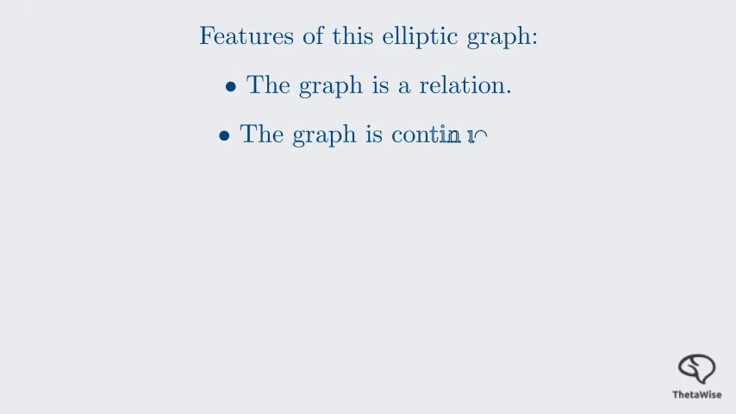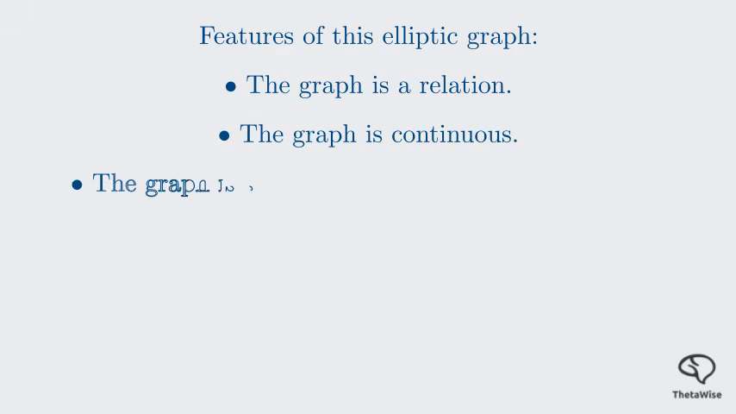Before we start sketching, let's establish the key features of the elliptic graph. It's important to understand what makes an ellipse unique. First, the graph is a relation. This means that for at least one x value, there can be two corresponding y values. Next, the graph is continuous. This means you can draw the entire ellipse without lifting your pen. There are no breaks, gaps, or holes in the curve.